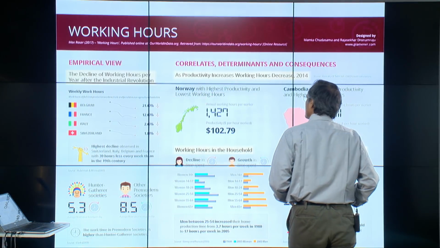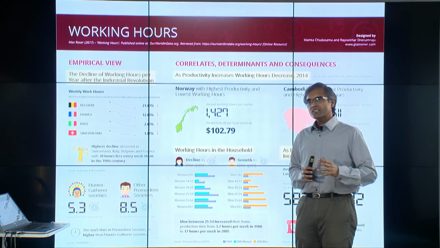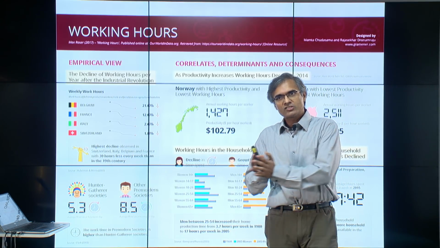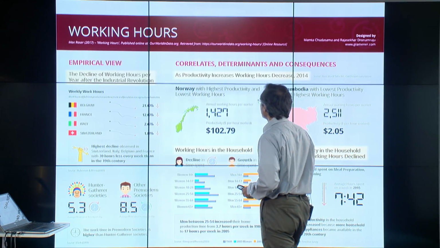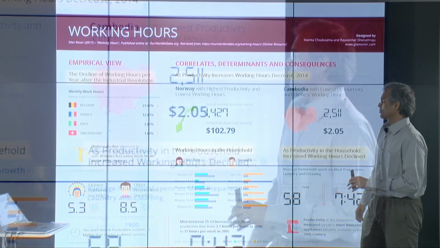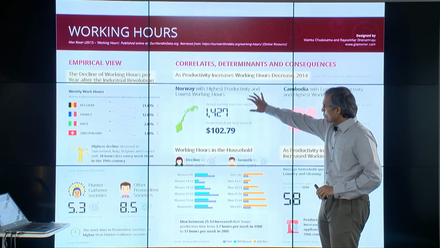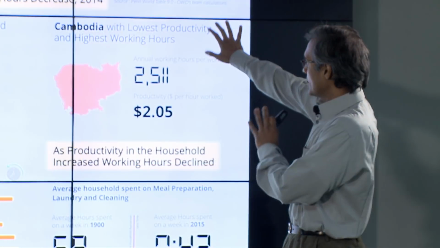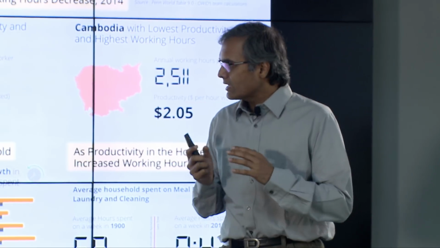Here, for example, is an infographic that talks about working hours. The data set here was how many people have been working for how many hours across the years. And there are several patterns of insights that emerge. For example, we find that as the productivity increases, the number of working hours has decreased. So, for example, Norway is a country which has one of the highest levels of productivity, and they also have among the lowest levels of working hours. On the other hand, Cambodia is the exact opposite, very low productivity and the highest level of working hours. And this is fairly well correlated.